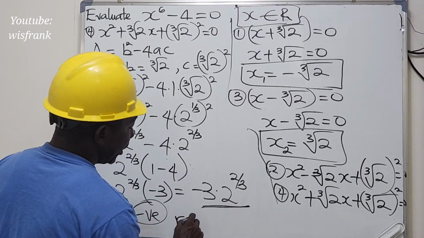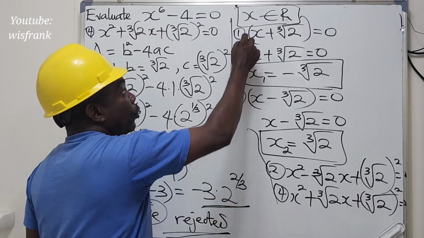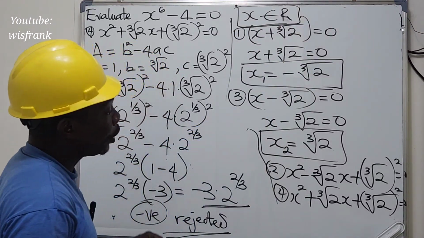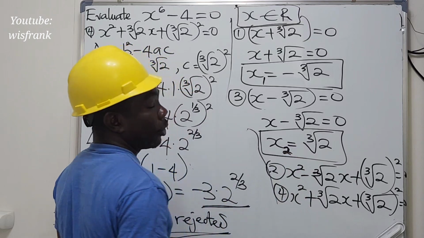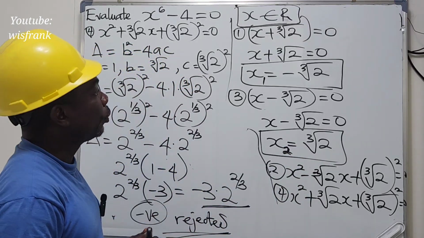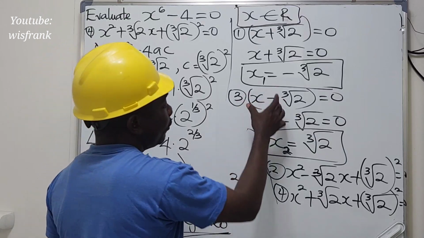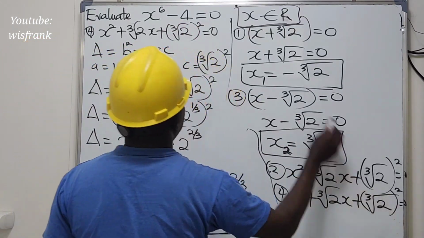So this solution is also rejected because it does not have a real root, because this is what we are looking for. So the only solutions that we are going to take are x1 and x2 because they are all real solutions. So we are going to do a little check for us to see whether each of these solutions can give us what we have here. So before we do that, we need to clean this.